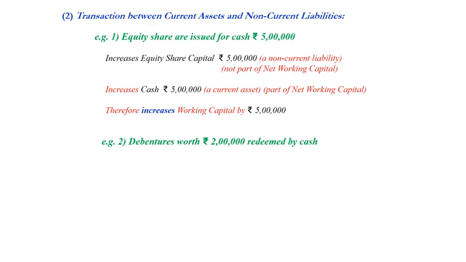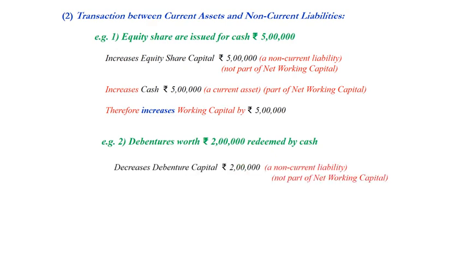Here cash is going out, moving out, rupees 2 lakhs. Debentures worth 2 lakhs are also moving out. They are also decreasing. Cash is also decreasing. But debentures are part of non-current liabilities, so they won't affect working capital. Cash is part of current asset, so the decrease in cash will decrease current asset and thereby working capital. If current assets decreases, working capital decreases.